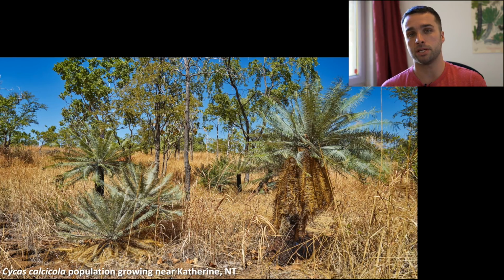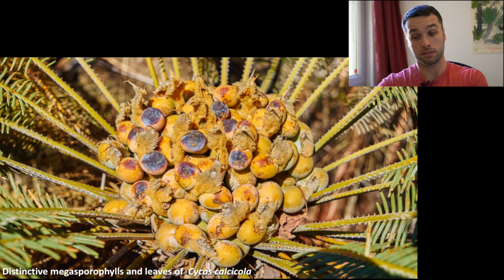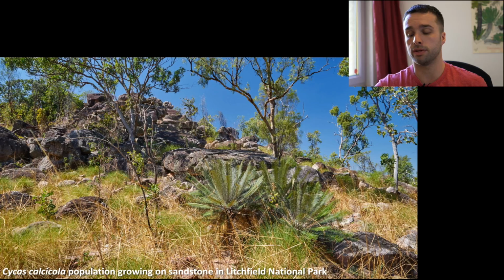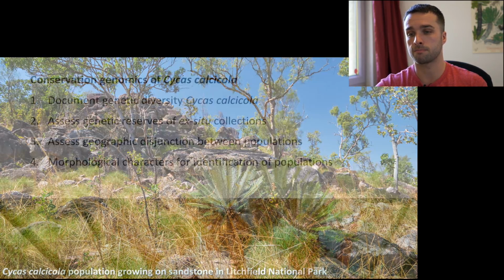So this is our study species, Cycas calcicola. This is a beautiful plant, really attractive. From a distance it looks quite glaucous. However, it's not glaucous; it has very dark green leaves, but it's covered with this beautiful silvery hair. Characteristically, this species grows on limestone. This is the typical megasporophyll structure of Cycas calcicola with the seeds. And this is Cycas calcicola growing on sandstone, when it should grow on limestone. Still a beautiful species, in really nice habitat around Litchfield National Park.